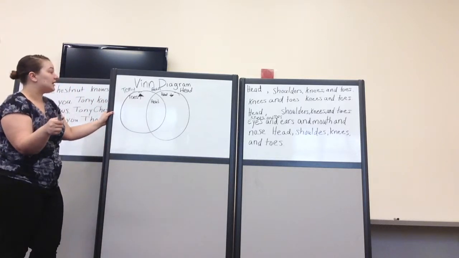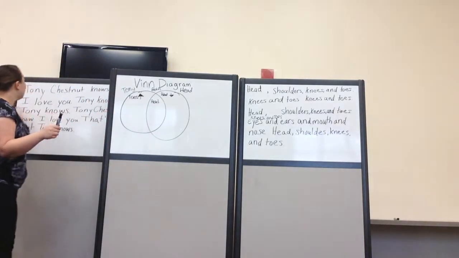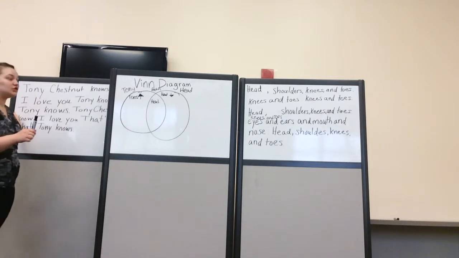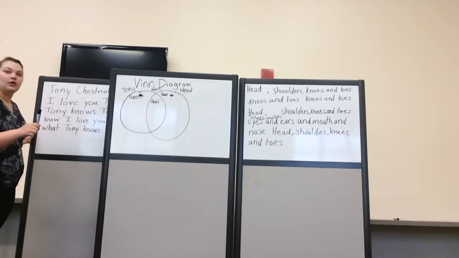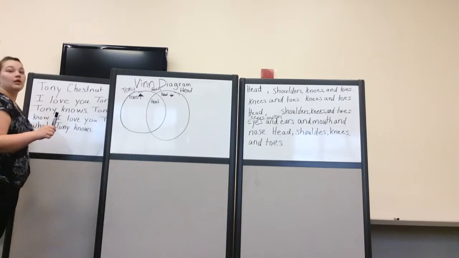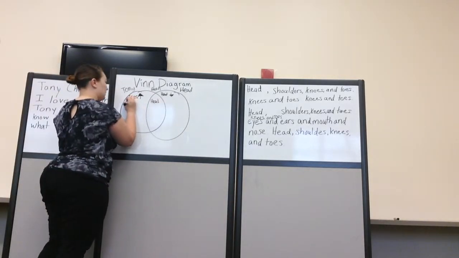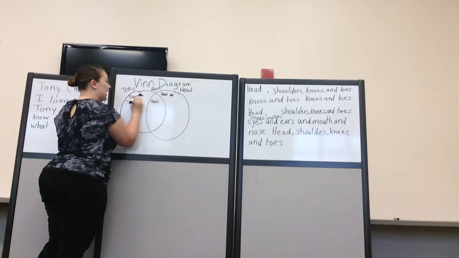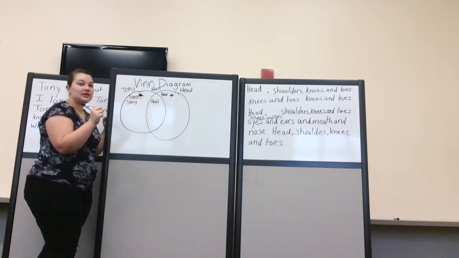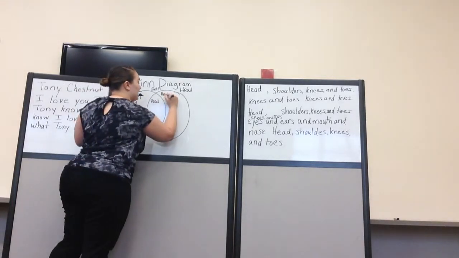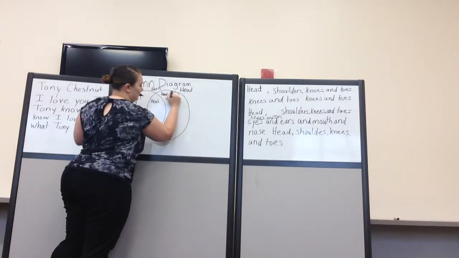Crystal, can you see another thing that makes Tony Chestnut and Head, Shoulders, Knees, and Toes different from each other? Tony's a story, and the other one's not. What is the other one? It tells you what everything is. So would you say it informs you where stuff is? Yeah. Okay, good job. That is a good example.